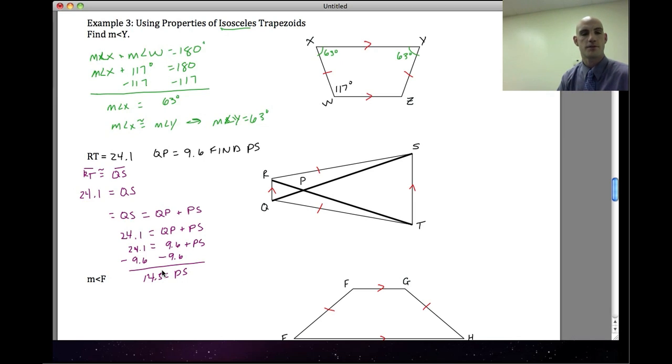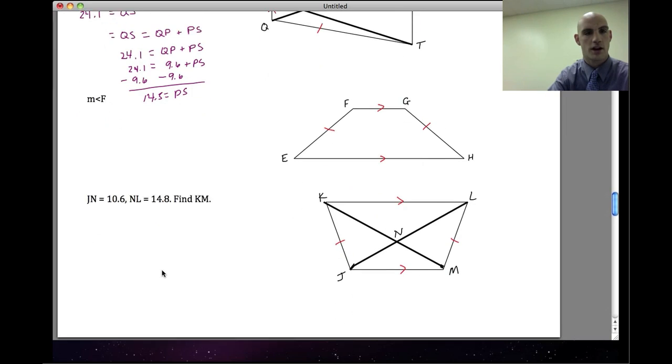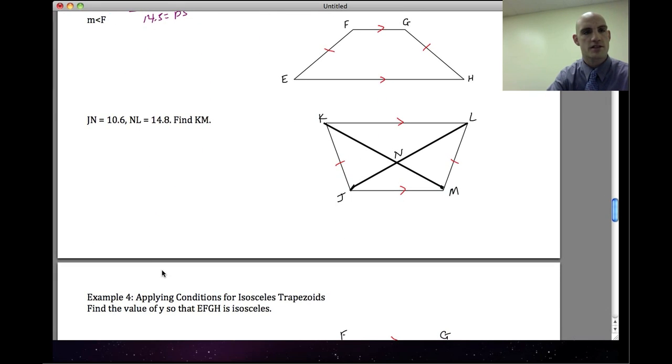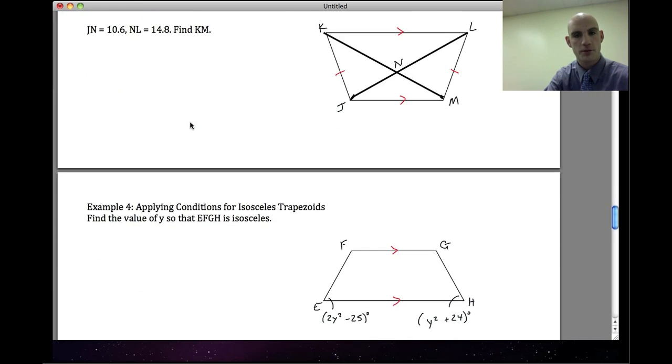We did those two. I would like for you to find the second two. Okay, now I'm going to write in some additional information here. We need to find the measure of angle F. Well, the measure of angle F we're going to find knowing that this is 49 degrees. And we're given information here that JN is 10.6, NL is 14.8. I want you to find KM. Okay? You try those two. We will talk about those two in class. Okay? Now, I'm going to move down.